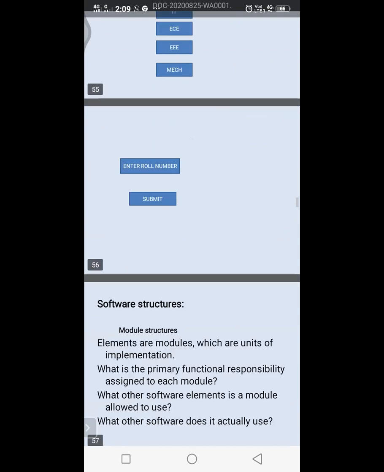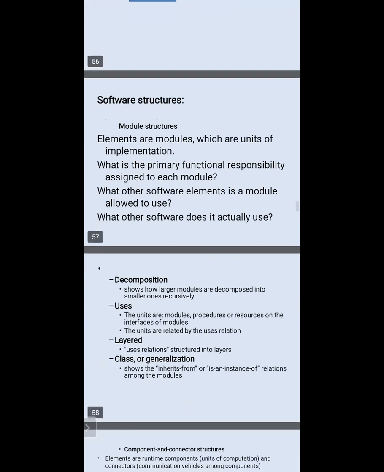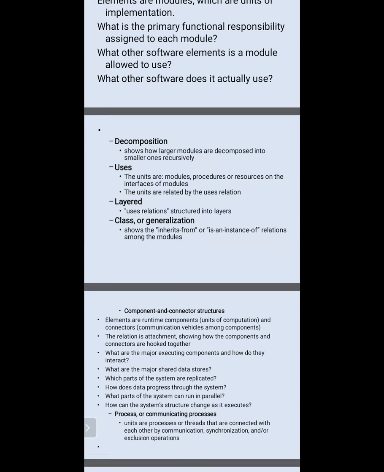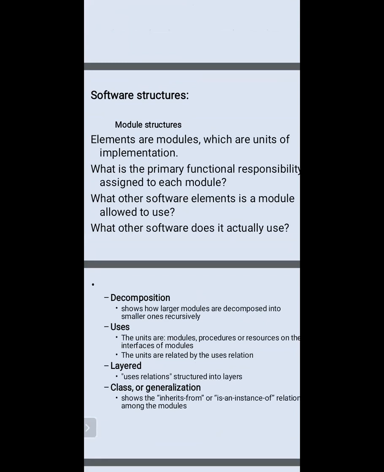In the same way, structures are also divided into three types, just like views: module structures, component and connector structures, and allocation structures. If you observe the module structures, what is the structure of the module? Elements are modules, which are units of implementation. What primary function or responsibility is assigned to each module? What other software elements is a module allowed to use? Here we are verifying the structure of the module.